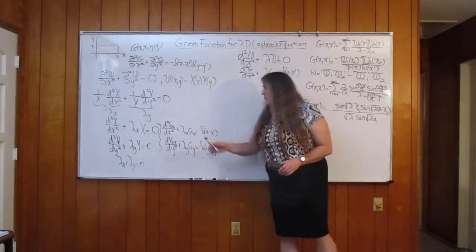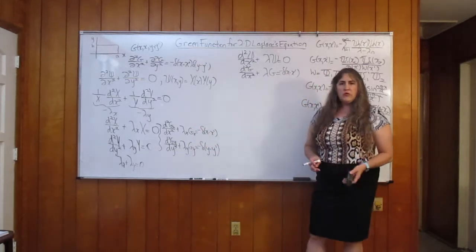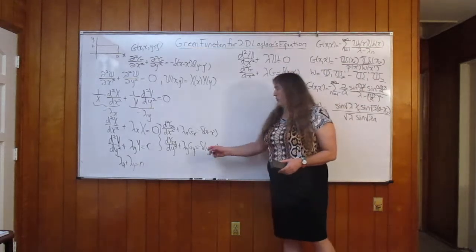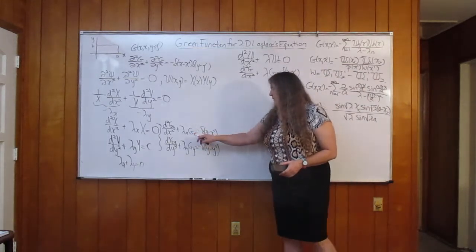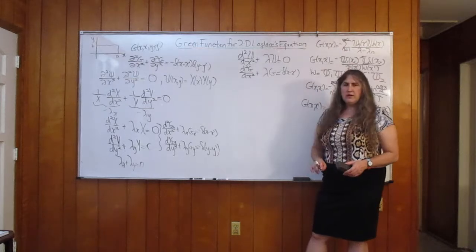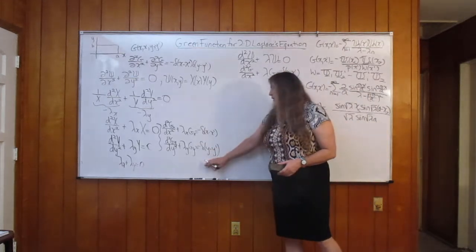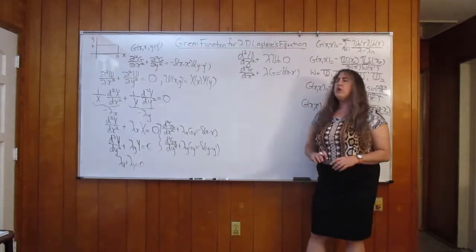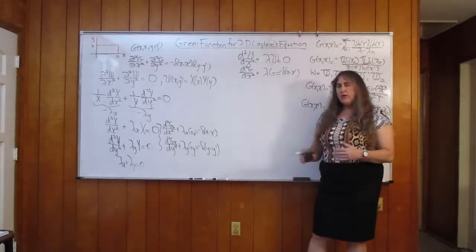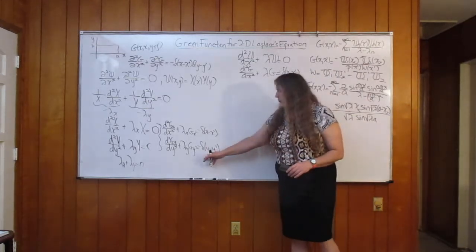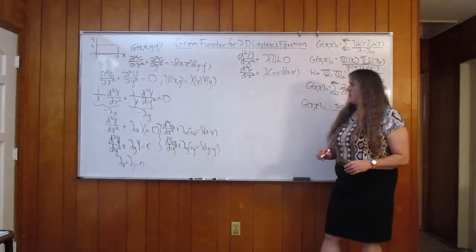It's the second derivative of the Green's function that's only a function of x and x prime with respect to x plus lambda x g_x equal to minus delta function x minus x prime, and an equation for the Green's function that's only a function of y and y prime down here. So let me just leave this up here for a minute.